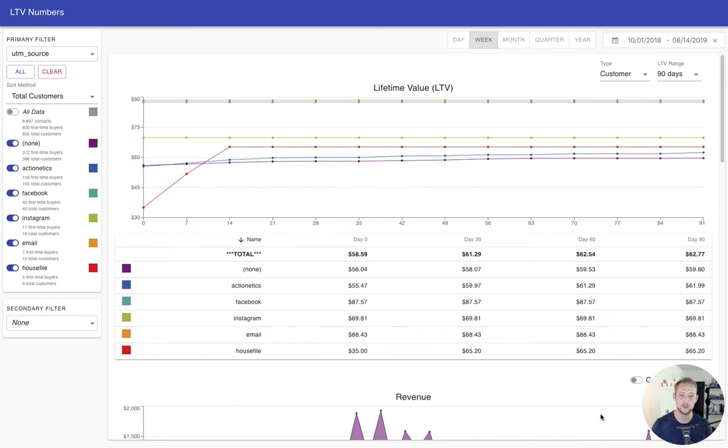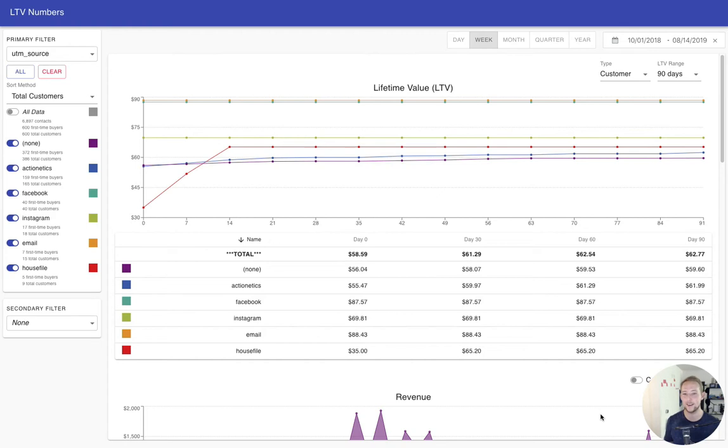Numbers. This tool was designed to answer one very specific question. How much can I spend to acquire a customer for each of my traffic sources? This is the fundamental question for a business trying to scale, because they need to figure out where can I be spending more money, or do I need to stop wasting money so that I can scale responsibly?